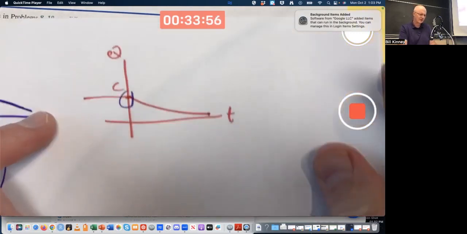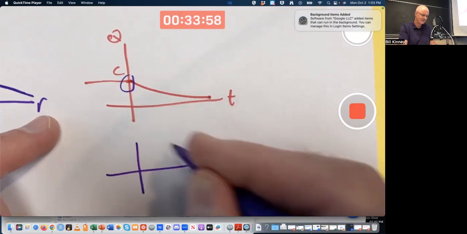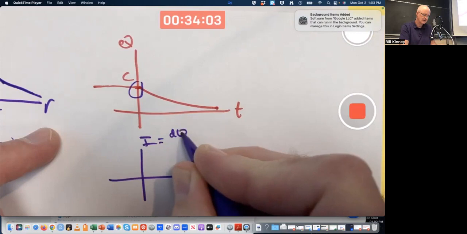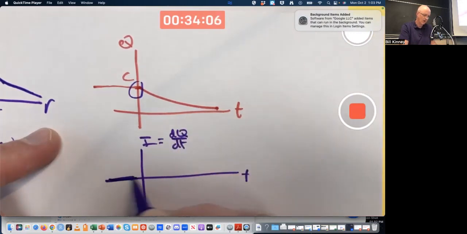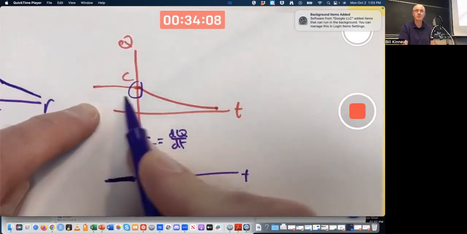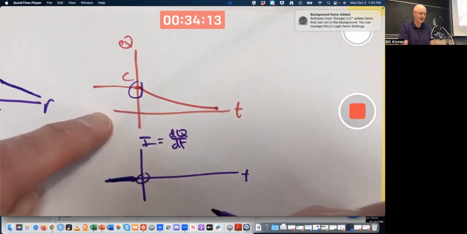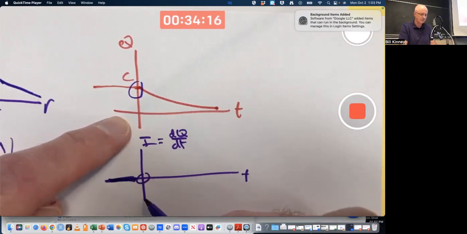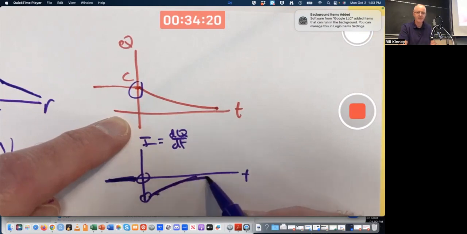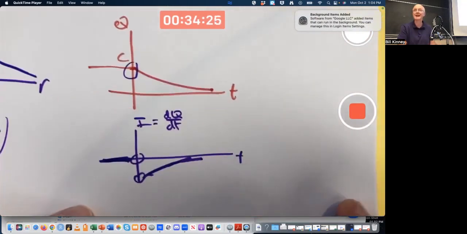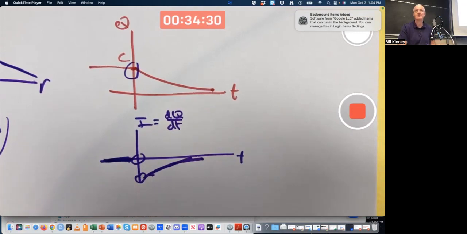What does the graph of the current look like? I being dQ/dt. Well, it's 0 over here where Q has a slope of 0. It doesn't exist at t equals 0. And when t is ever so slightly positive, it jumps to a negative slope. And it stays negative for all positive values of t, though those negative slopes get closer to 0. This would be a graph of the current versus time. It doesn't exist at t equals 0.